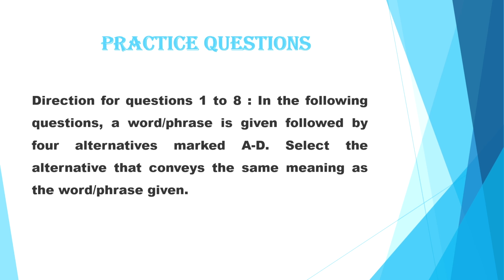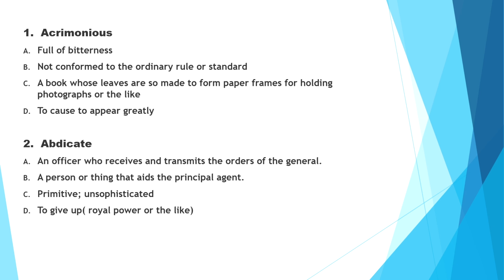Fine. Now moving on, let's solve some questions. As usual, I will give you some time to solve them, then later on we will discuss. So let's begin. Here are the instructions given for questions 1 to 8. Let me first read them out. In the following questions, a word or phrase is given followed by 4 alternatives marked from A to D. Select the alternative that conveys the same meaning as the word or phrase given. Fine? Understood? So here's the first question. Start solving.